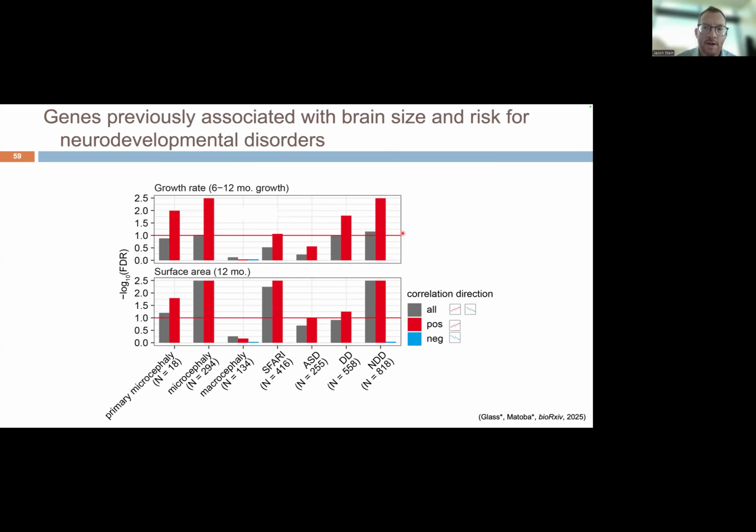So to further demonstrate the relevance of these genes to brain size, we found that these genes that were associated with differences in brain size in our population were enriched in those genes previously associated with microcephaly, as well as genes associated with risk for autism, developmental delay, and neurodevelopmental disorders. So overall, we think we've shown that there's some fidelity of cortical organoids for modeling inter-individual differences in brain size. And also, we've identified specific cell types and genes that may be important and contributing to this variability in brain size.